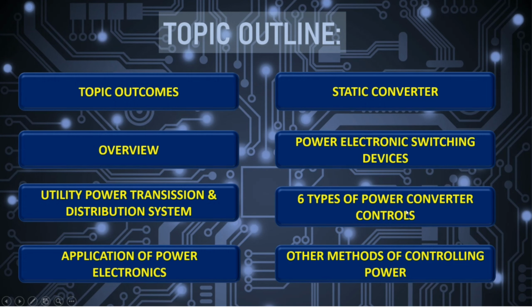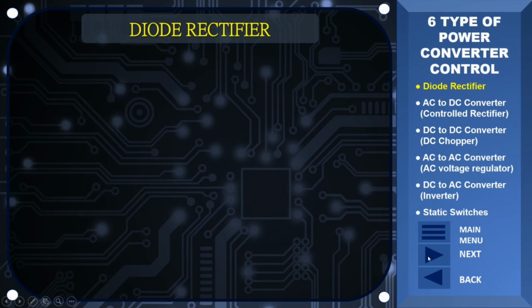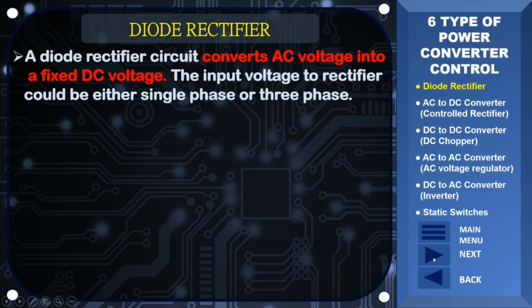Let us proceed to the main topic of this report, the 6th type of power converter controls. Number 1. Diode rectifier. A diode rectifier circuit converts AC voltage into a fixed DC voltage. The input voltage of the rectifier could be either single-phase or three-phase. A rectifier is a special type of diode that converts alternating current into direct current. This is an important process as alternating current is able to reverse direction periodically while direct current consistently flows in a single direction, making it simple to control.